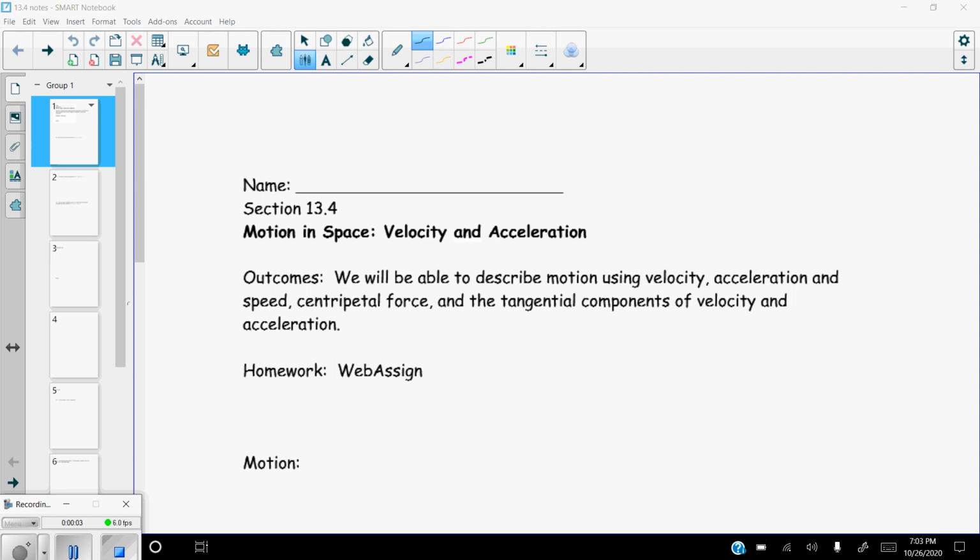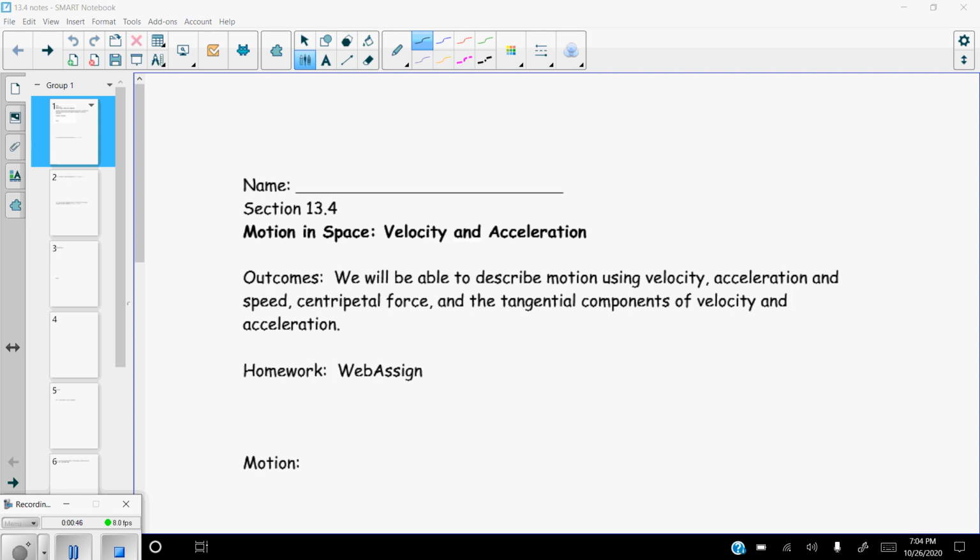All right, section 13.4. This is the last of the sections in chapter 13. We're going to be talking about motion in space, specifically velocity and acceleration, and some of the things that go along with that. So we're actually going to be talking about velocity, acceleration, the speed, something which is called centripetal force, and the tangential components of velocity and accelerations. So for those of you guys who are really into the physics, this will be a good unit for you. It's not an incredibly difficult unit, but it will take a little while to get through everything. Probably have 3 videos on this one when we're all done. All right, so let's go ahead and get started.